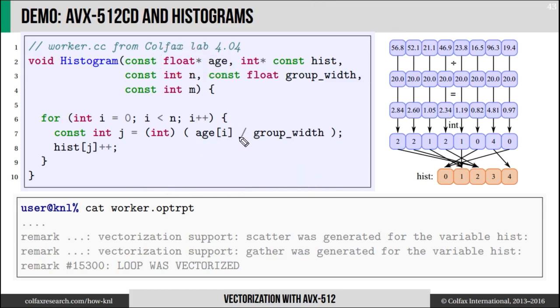In serial code, this is of course trivial to do. I take the age of one person divided by the group width, which in my case is 20 years, and this gives me a number that I need to round down to the nearest integer. And this integer I will use to compute the location of the counter that I need to increment. So this is basically the group number.